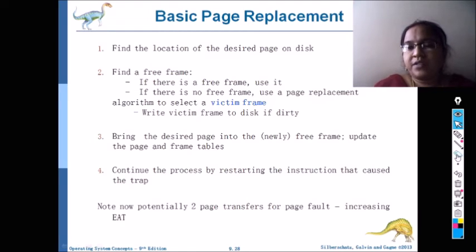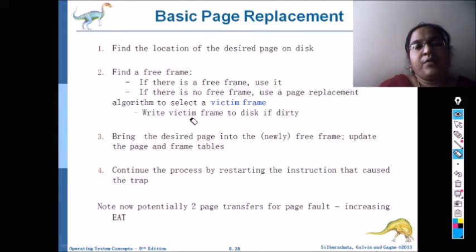So what do we see in the basic page replacement? First, find the location of the desired page on the disk. Whenever a page fault occurs, you require a page that is not there, so you have to find the required page on the disk. Now find a free frame where you can bring that desired page. If there is a free frame, use it. If there is no free frame, use a page replacement algorithm to select a victim page. The algorithm will choose which one becomes the victim page.